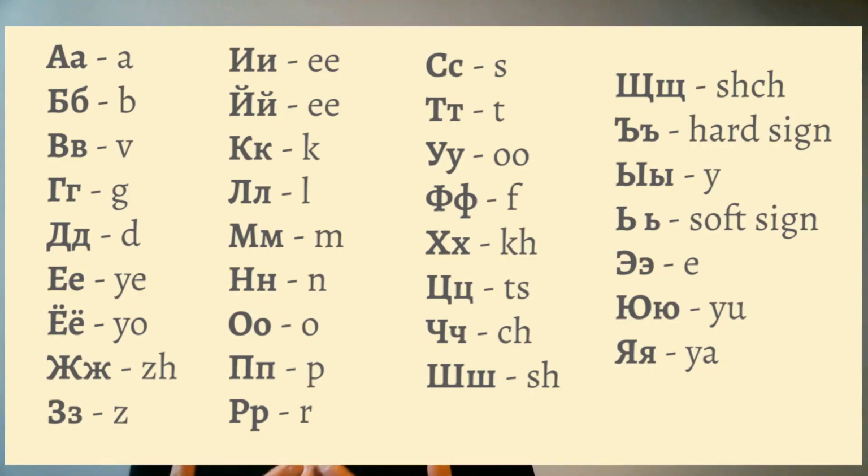The Russian alphabet was first invented in the 9th century AD by Saint Cyril and Saint Methodius, which is why it's called the Cyrillic alphabet. It has 33 letters, and it's based on the Greek alphabet, so you might see some similarities if you've ever studied maths, physics, or Greek.